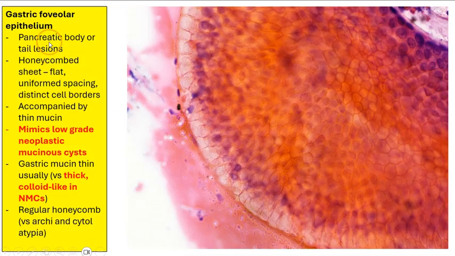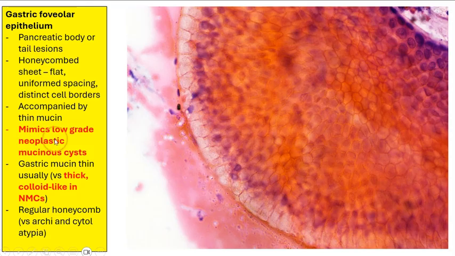This will be encountered when the needle is targeting pancreatic body or tail lesions, because in this instance it will generally pass through the stomach. And so we would see honeycomb sheets which are flat with the nuclei being uniformly spaced, and we can see distinct cell borders when we focus up and down, and sometimes we can also see thin mucin in the background.